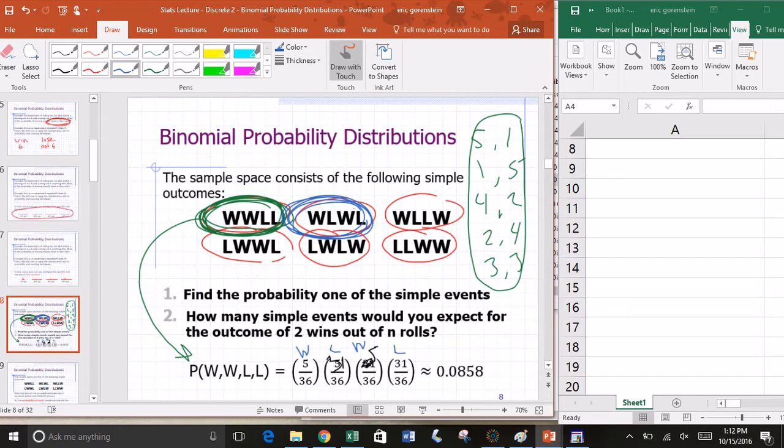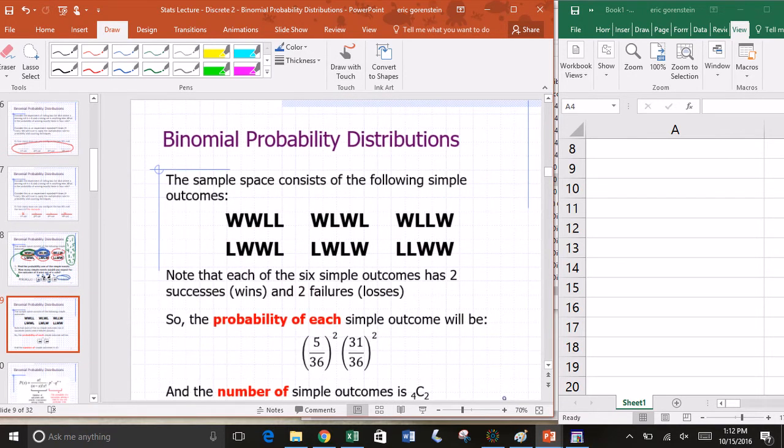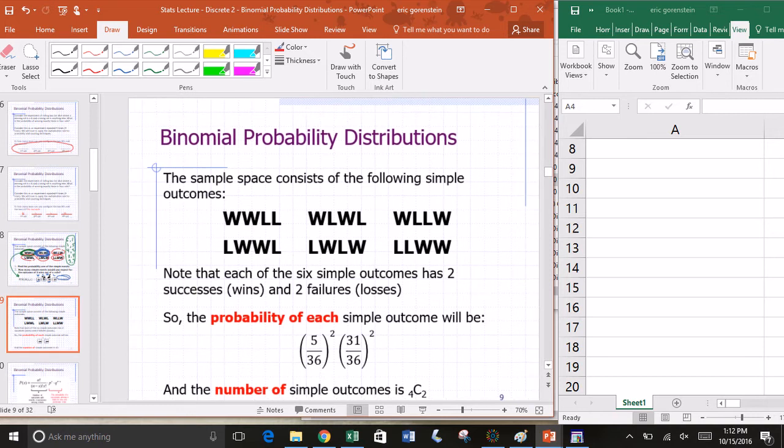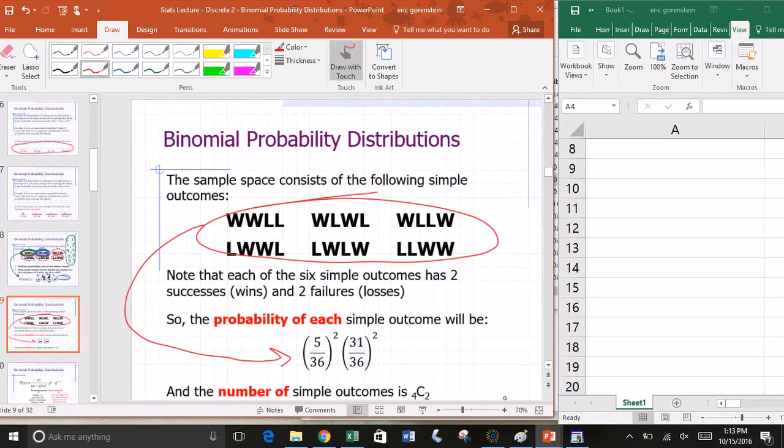So for the second case here, win-loss, it would still be 2 5 out of 36s and 2 31 out of 36s. So we get the same final result. So each of these 6 simple outcomes has the same probability. Okay, so each one of these guys up here has a probability of 5 over 36 to the second, because there's 2 wins, and 31 out of 36 to the second, because there's 2 losses.